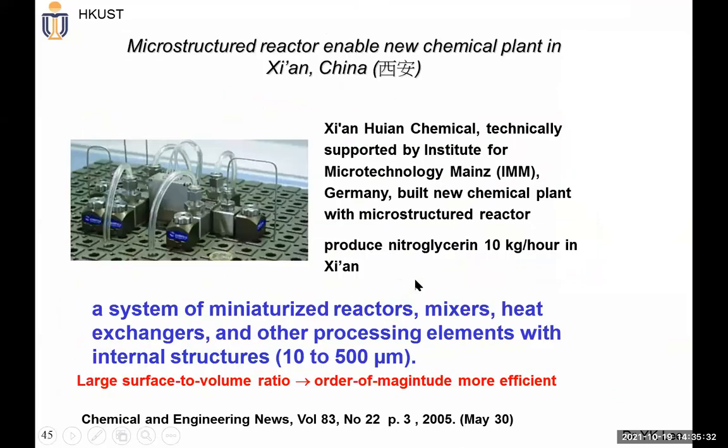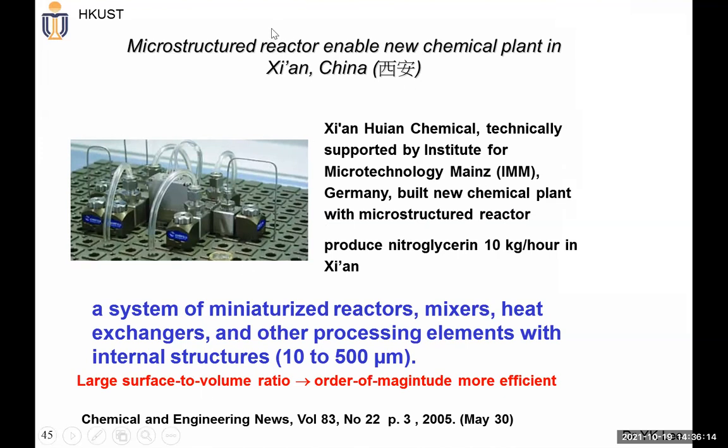Of course, as I mentioned last time, there is a chemical engineering company in Xi'an, China, that tries to use this kind of microstructure reactor to do the chemical reaction, and generates about 10 kilograms of nitroglycerin per hour, right? So that increases the efficiency of producing nitroglycerin, which is a special drug that treats some cardiovascular disease, right?